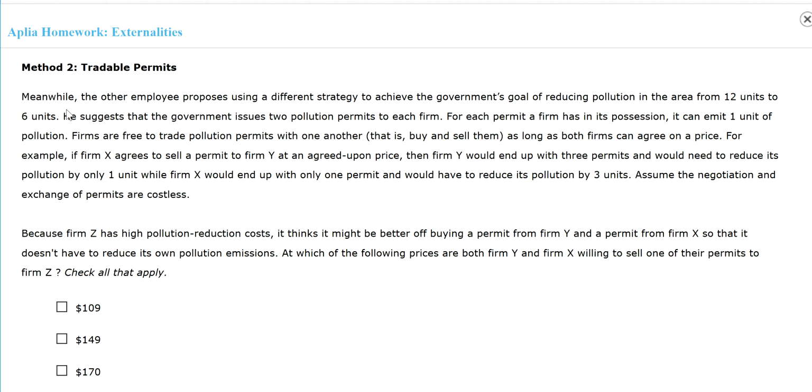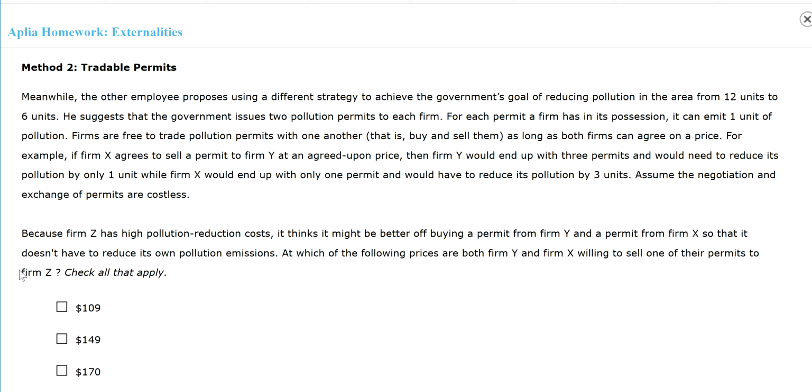Okay. So meanwhile, the other employee proposes using a different strategy to achieve the government goal of reducing pollution in the area from 12 to 6. He suggests that the government issues 2 pollution permits to each firm. For each permit a firm has in its possession, it can emit 1 unit of pollution. Firms are free to trade pollution permits with one another, that is, buy and sell them, as long as both firms can agree on the price. For example, if firm X agrees to sell a permit to firm Y at an agreed upon price, then firm Y will end up with 3 permits and will need to reduce its pollution by only 1 unit, while firm X will end up with 1 permit and will have to reduce its pollution by 3 units. Assuming the negotiation and exchange of permits are costless.